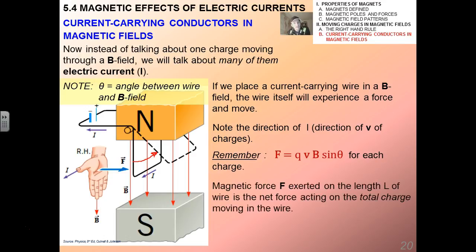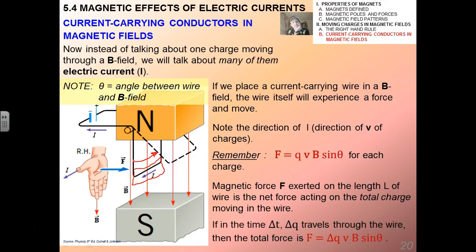Remember QVB sine theta for each charge. The magnetic force exerted on the length L of the wire is the net force acting on the total charge moving in the wire. I have to point out that it's actually this part of the wire that has a force acting on it, not the part that's parallel to the B field, because of that cross product between V and B. If in the time delta t, delta q travels through the wire, then the total force is delta q times VB sine theta.